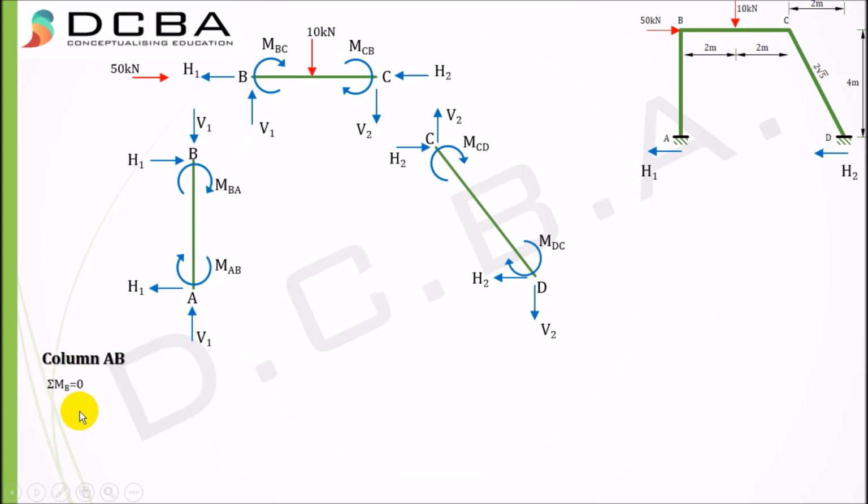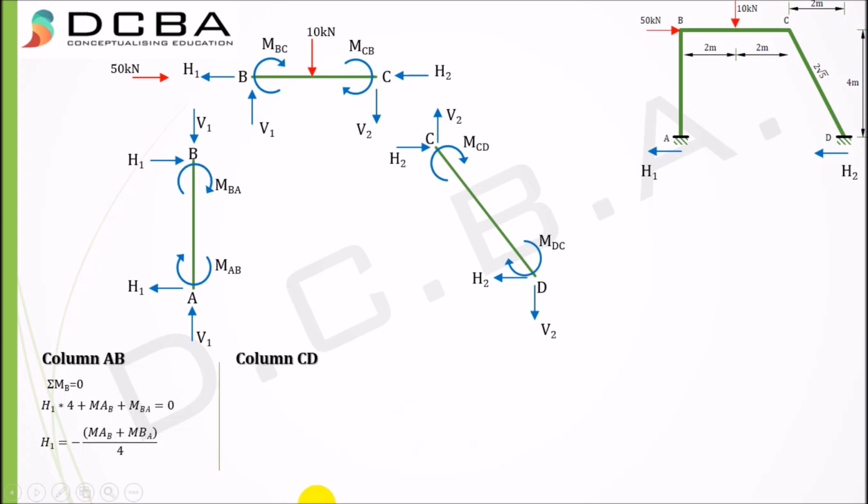Summation MB equal to 0. So I'll write the summation MB equal to 0. That is H1 into 4 plus MAB plus MBA equal to 0. I directly get the value of H1 in terms of MAB and MBA. But again, this equation will not give me the third equation that I require. Basically, we are doing all these things to find that third equation, which will fetch me my value of theta b, theta c, and delta. Because till now we have only two equations with us. We need the third equation.